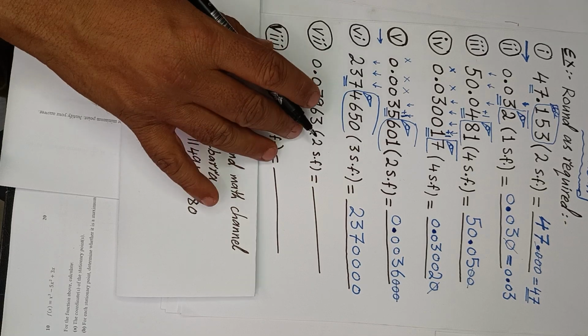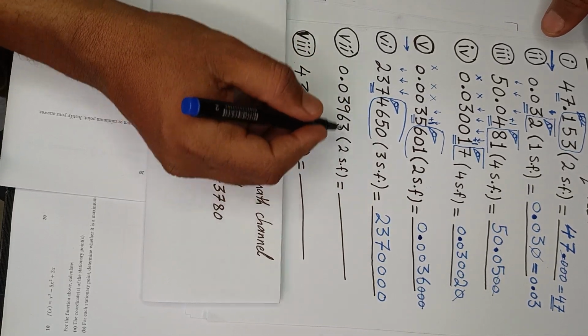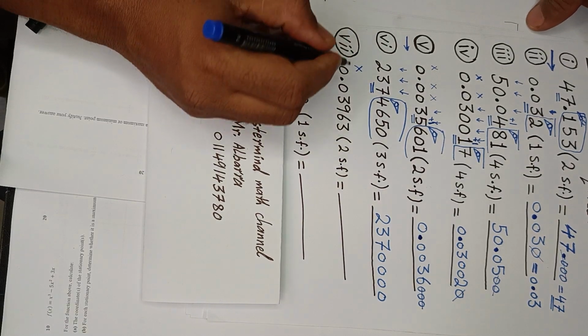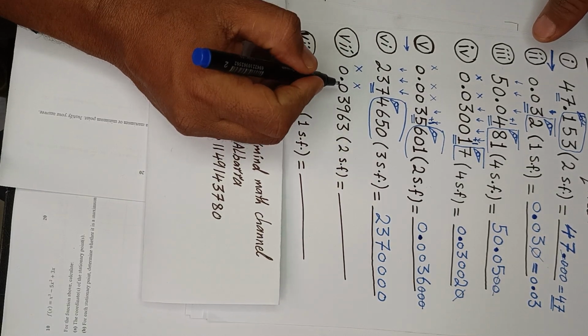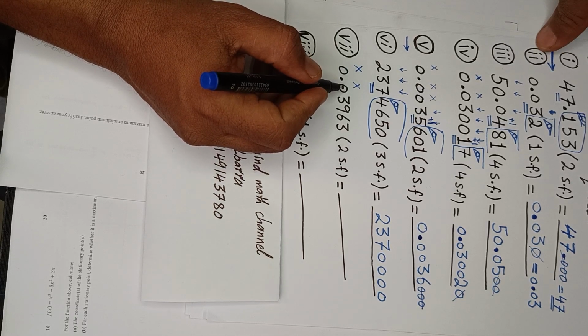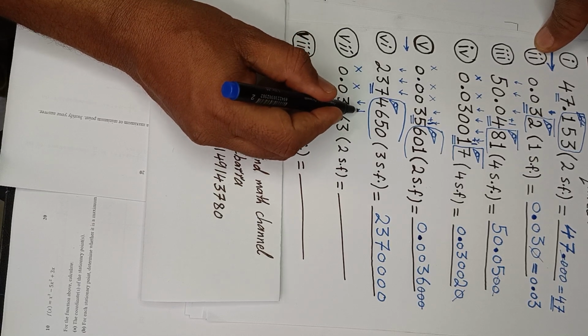Number 7, 0.03963, to 2 significant figures. We can't count this 0 as a significant figure since it's to the left. Only zeros to the right, and in between, we count as significant figures. So the first significant figure is 3 and the second one is 9.